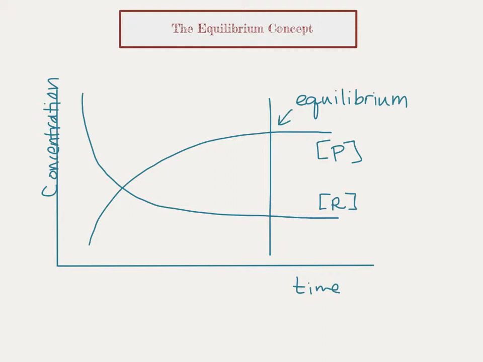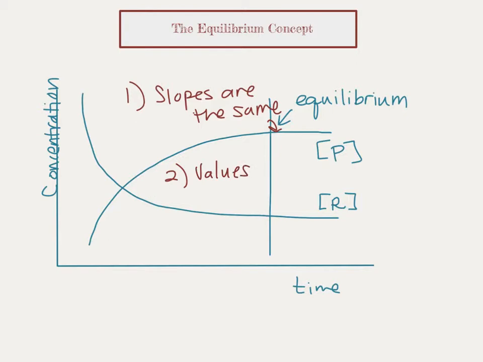Notes. Super important. Thing 1. The slopes are the same value, extra small, at equilibrium. Thing number 2. The values of the concentrations can be and often are very different for reactants and products. Equilibrium implies equal rates of change, not equal values.